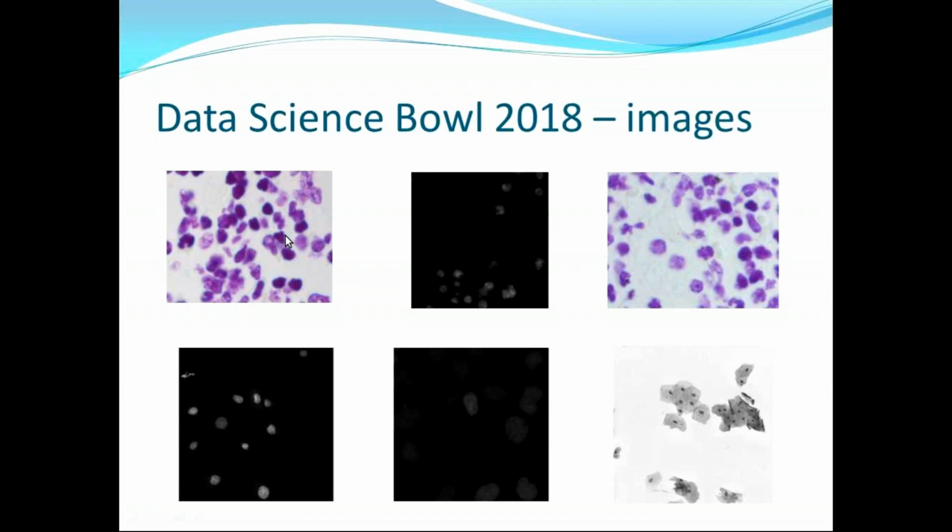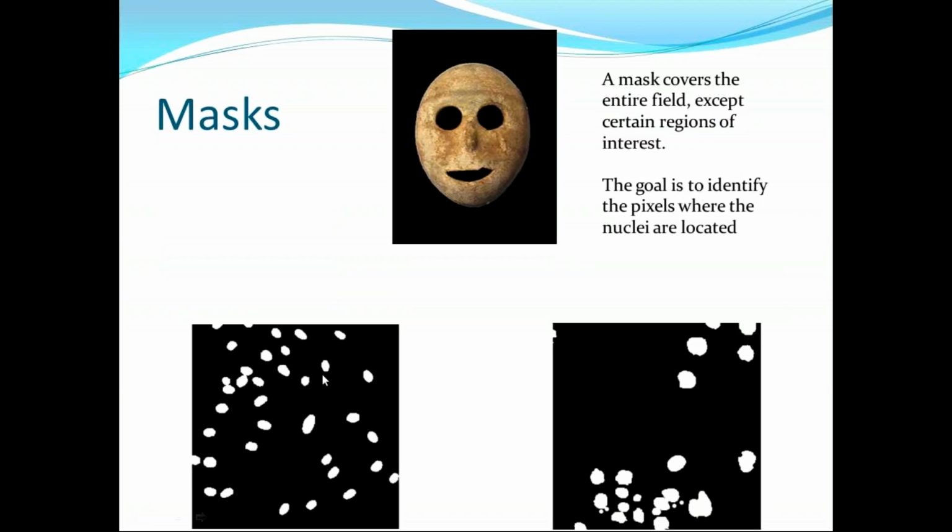We were given a set of images and also a set of masks, which are essentially the target labels, what you are asked to predict. For example, you were given a set of images and asked to predict which are the regions where the nuclei are located. The word mask is used because a mask that covers your face covers the entire face, except of course the eyes, nose and mouth, which are the regions of interest. So we are asked to identify certain regions of interest in an image, and we call that a mask. The goal is to identify the pixels where the nuclei are located.